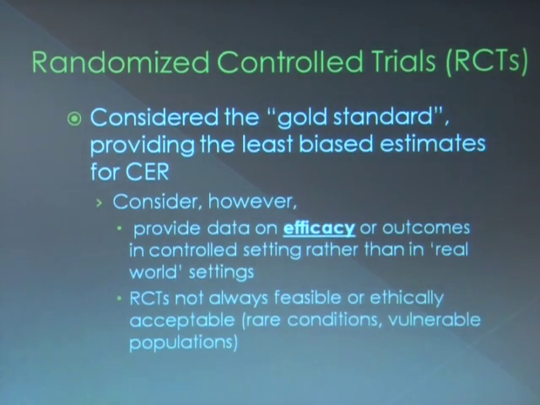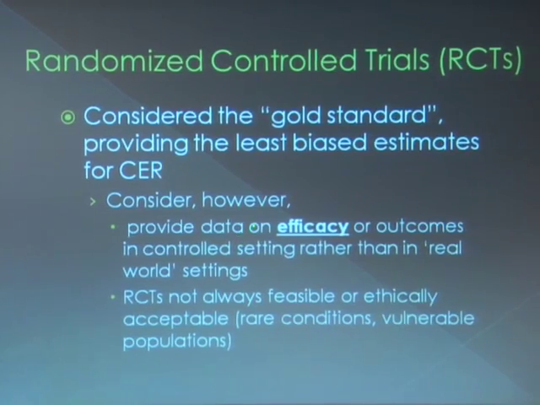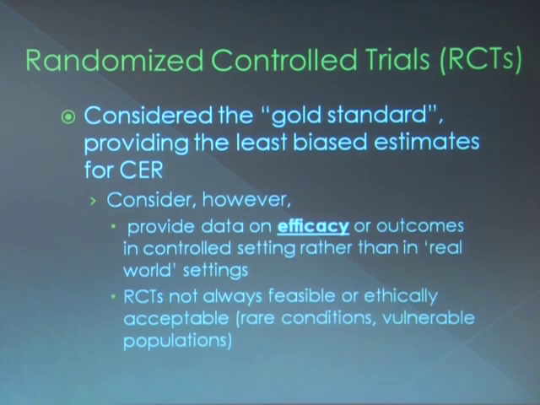So randomized controlled trials, of course, are considered the gold standard. They provide the least biased estimates. Why? Because it's randomized. All subjects in the study have equal chance to be in one arm of the study or another. However, consider the fact that RCTs will provide data on efficacy or outcomes in controlled settings rather than the real-world settings, and that's very important because there are very stringent rules by which RCTs should be conducted. And RCTs are not always feasible or ethically acceptable.